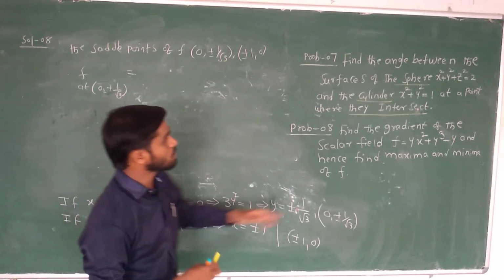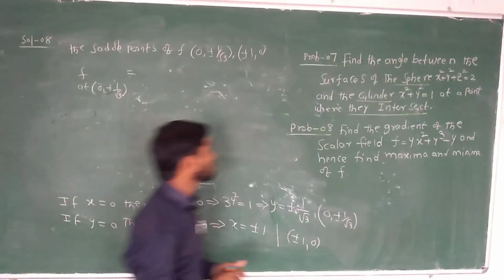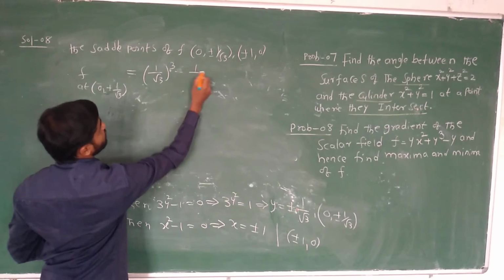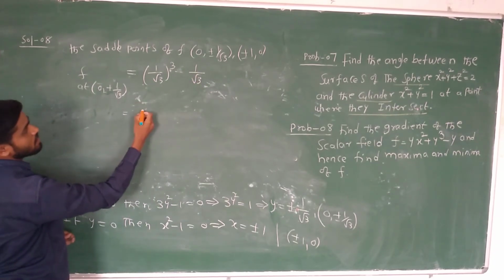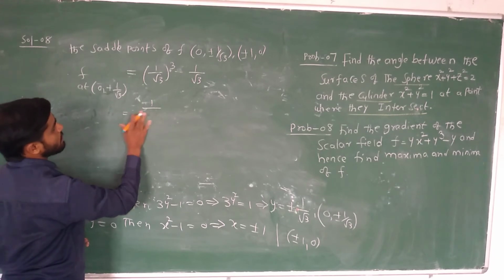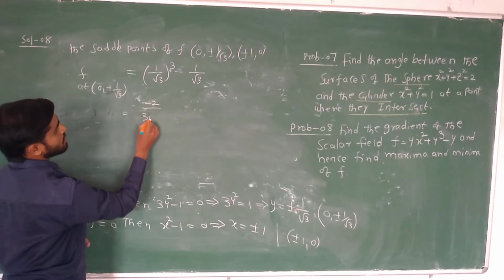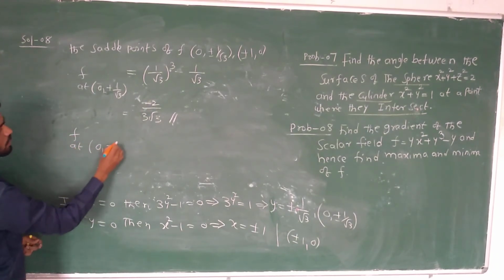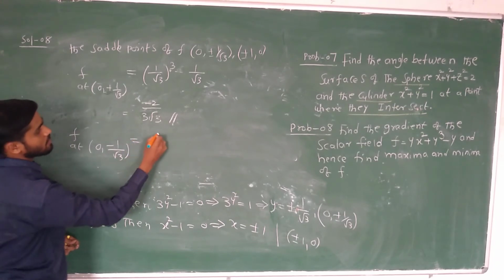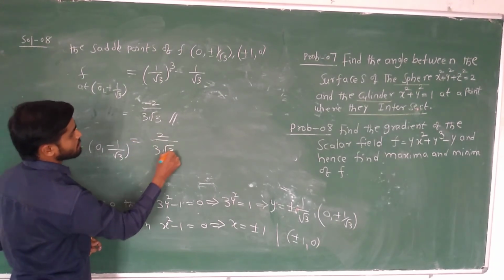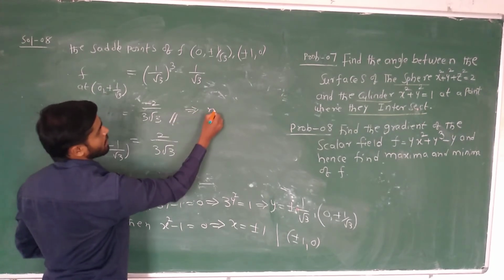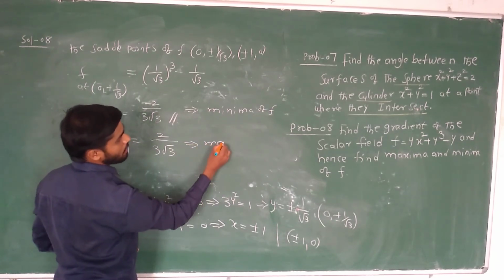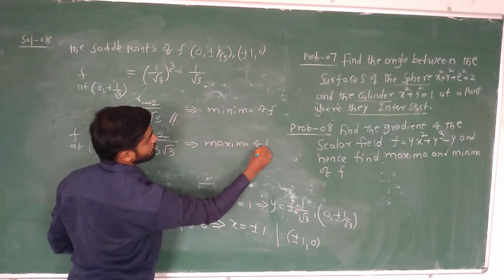Here x equal to 0 means this term is 0, you will be getting these 2 terms. Therefore 1 by root 3 whole cube minus 1 by root 3. Simplify this one, you will get minus 2 by 3 root 3. Similarly, f at 0 comma minus 1 by root 3 you will get 2 by 3 root 3. So this is the minima of f, and this is the maxima of f.